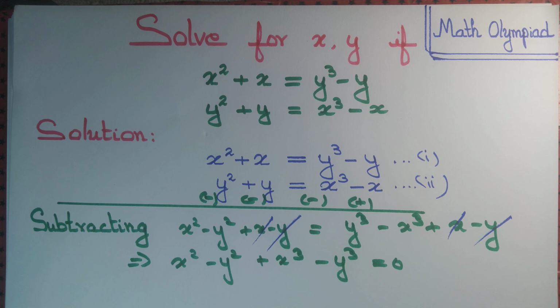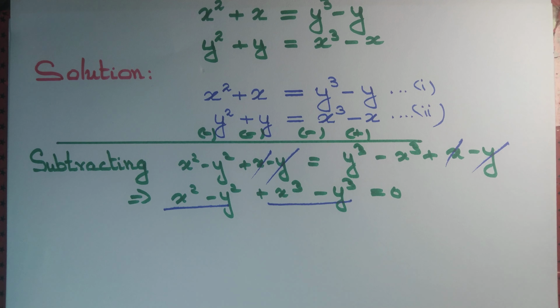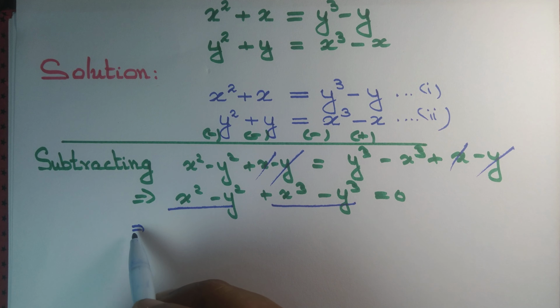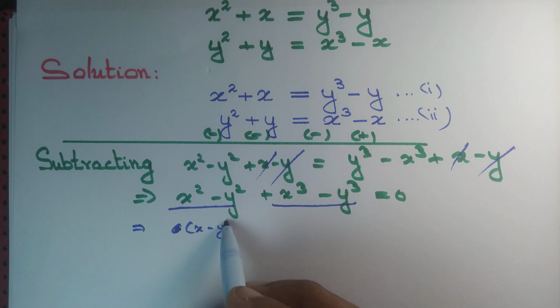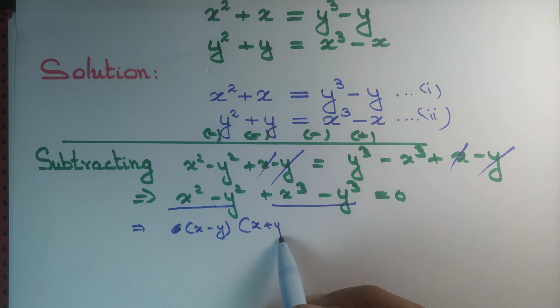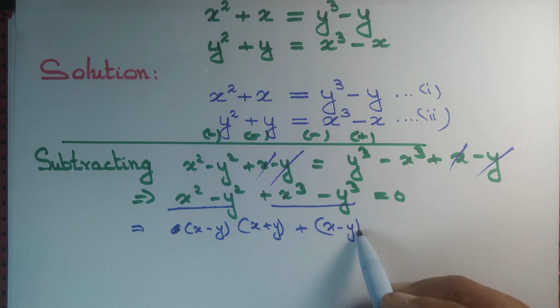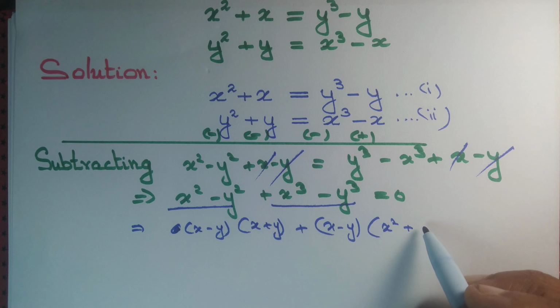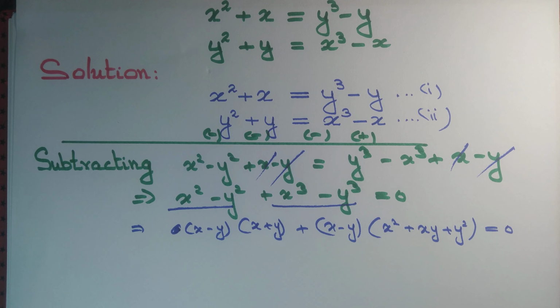Wow, we can see further that we can factorize it. We can take x minus y common. Let's do it. So we want to factorize x square minus y square. We know that a square minus b square equal to a minus b into a plus b, here x minus y into x plus y. What about a cube minus b cube? That's a minus b into a square plus ab plus b square, so x minus y into x square plus xy plus y square. Pretty simple, right?